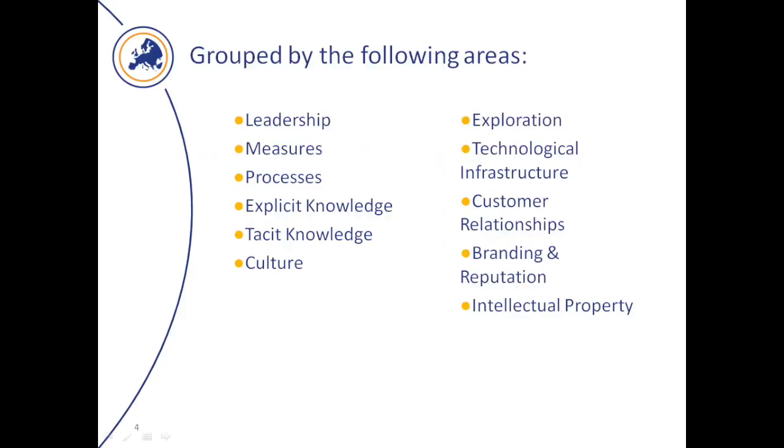The IA risk register is grouped in the following areas. So these are usually in relation to their intellectual assets, such as their leadership, their knowledge, their culture, their brand and reputation, and of course, what may be most important to you is their intellectual property.